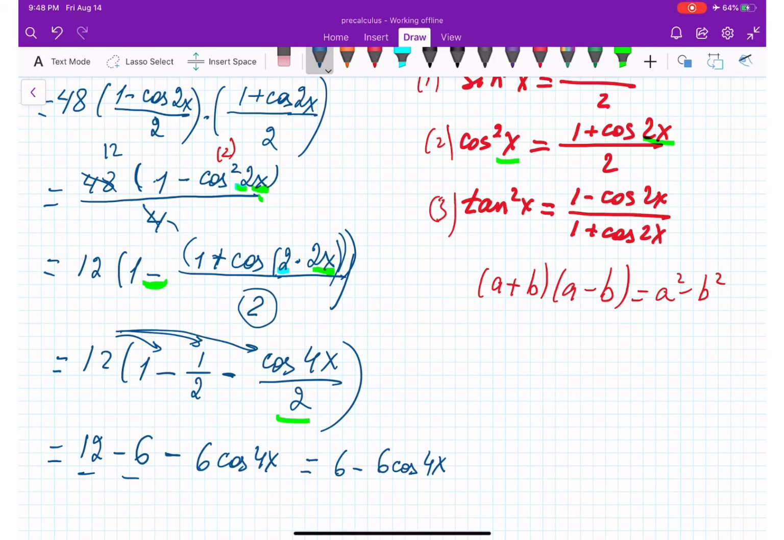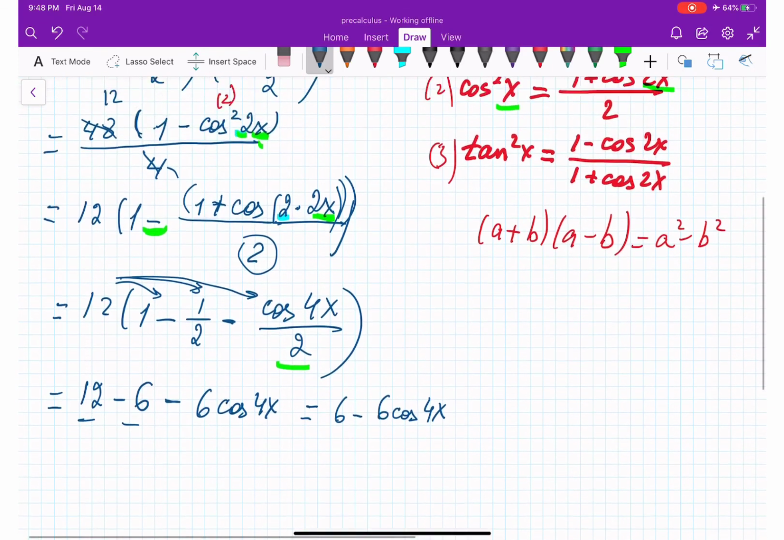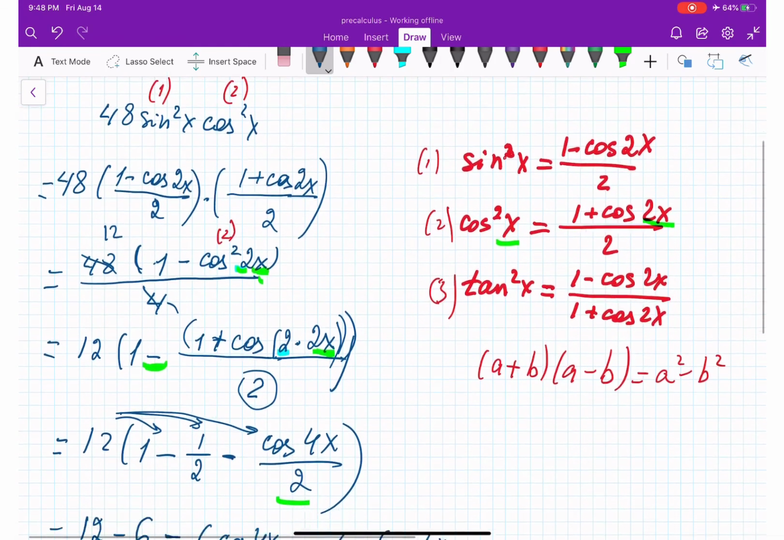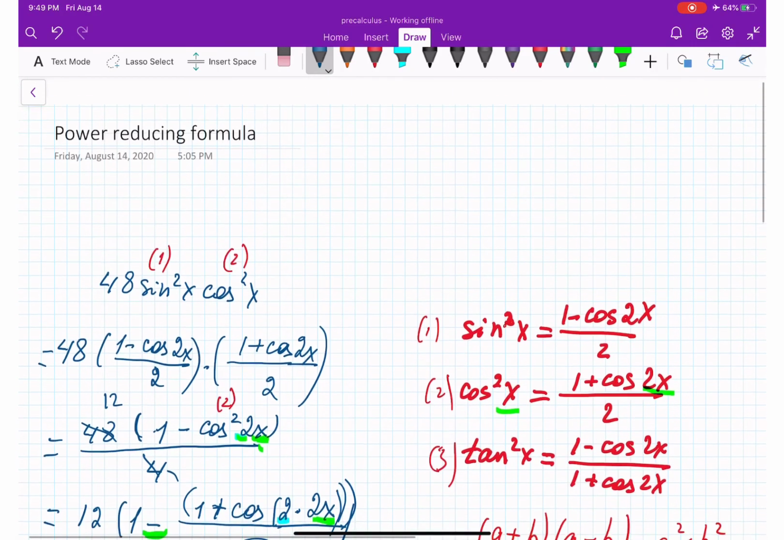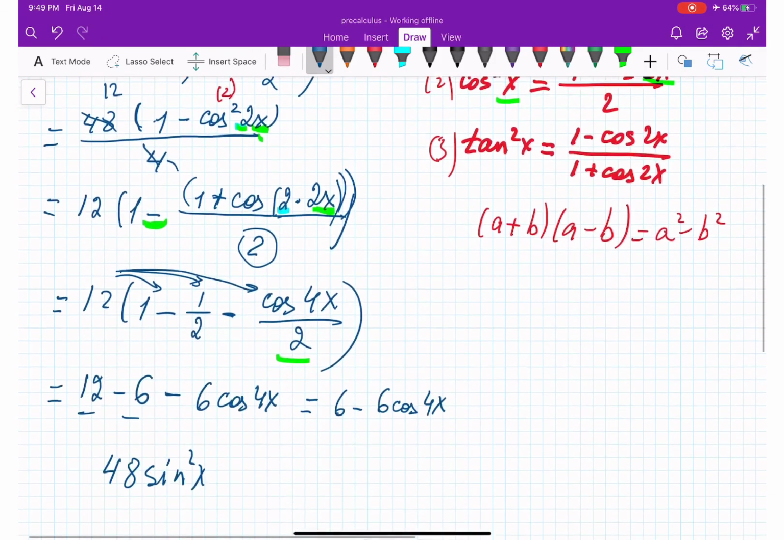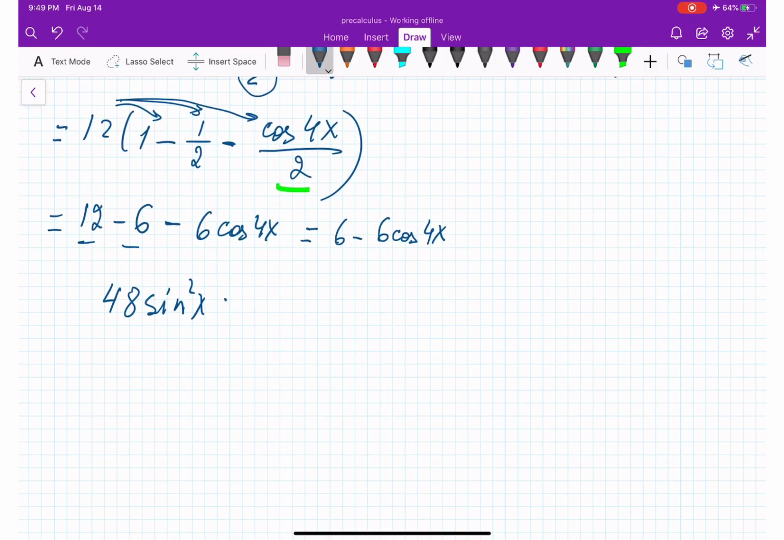Okay? Which means 48 sine square x cosine square x is equal to 6 minus 6 cosine 4x.